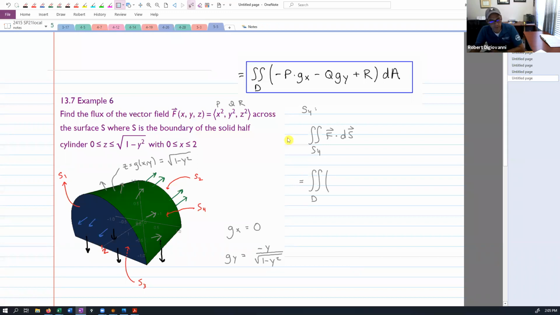All right, we're going to keep going. So negative P is going to be negative x squared, times the partial G with respect to X, which is 0. Minus Q is y squared, times partial G with respect to Y, which is negative y over the square root of 1 minus y squared, and then plus R, which is z squared, dA.